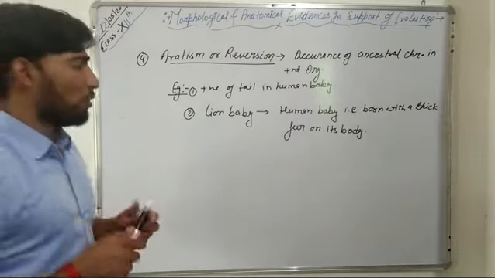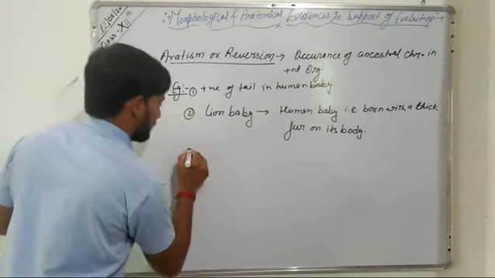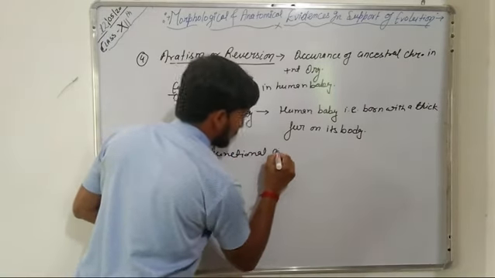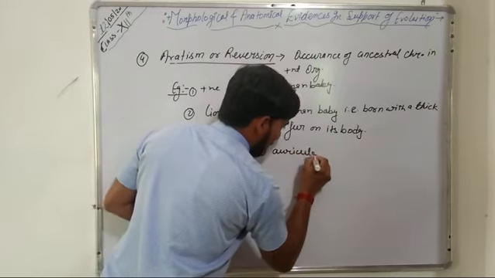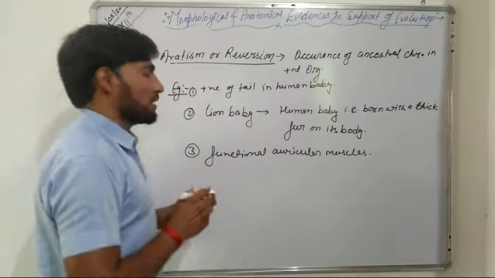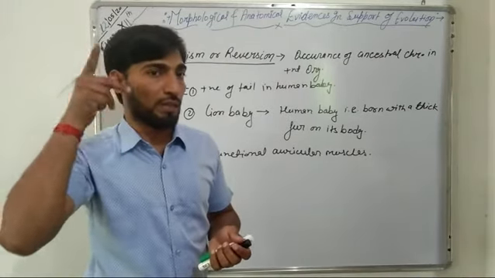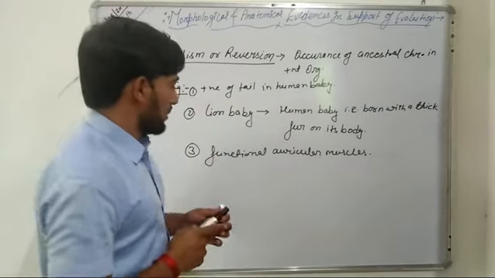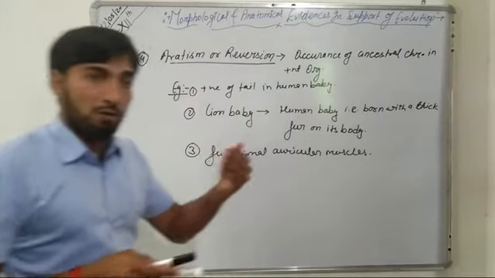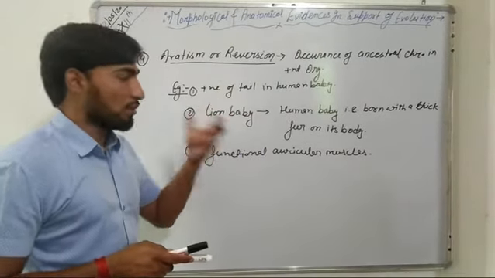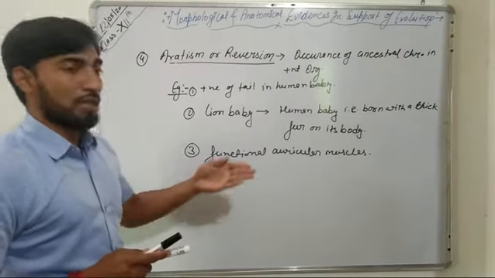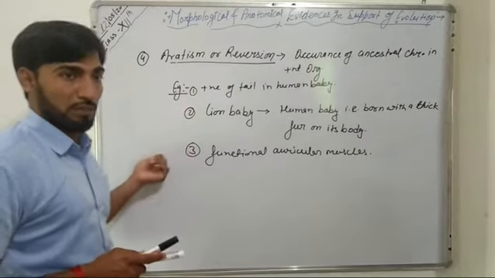Now there is one more example of atavism, that is the functional auricular muscles in certain human beings. You have seen certain human beings who are capable of moving their ears. So those human beings have functional auricular muscles. That's why they can move their ears, and it is a characteristic of our ancestors. So it is our ancestral characteristic which is still continuing in certain human beings. So it is also an example of reversion or atavism.